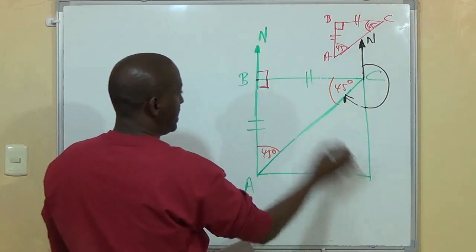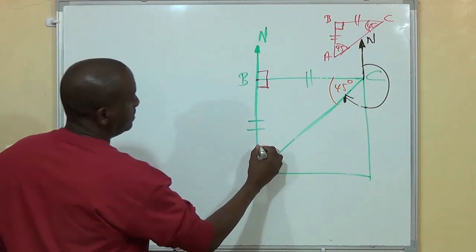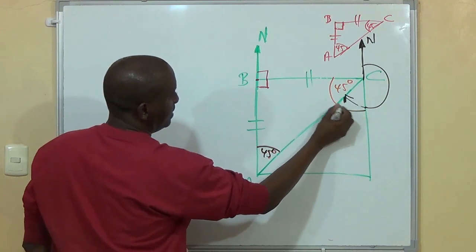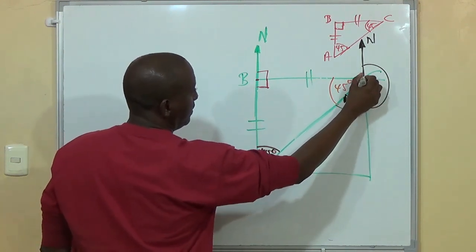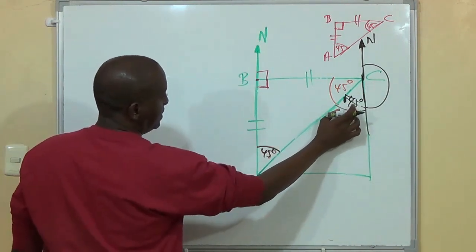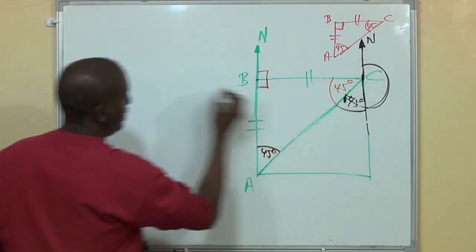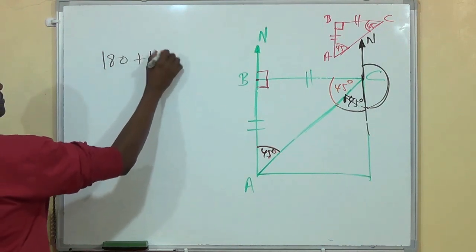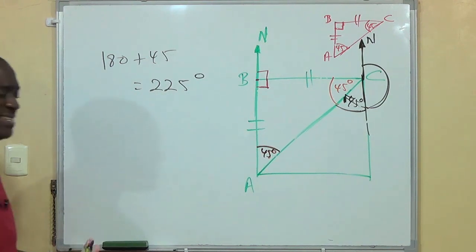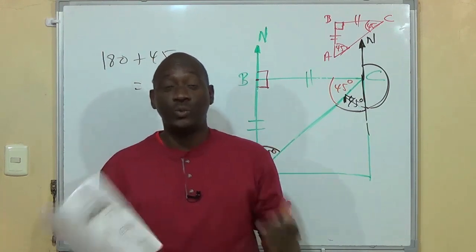And if this line is parallel to this line, then we know from the consideration of alternate angles that this angle here, this 45 here, will be the same as this angle here. So that's your 180 there. This will be equal to this. So your bearing will now be 180 here plus 45 here. So 180 plus 45 is equal to 225 degrees.